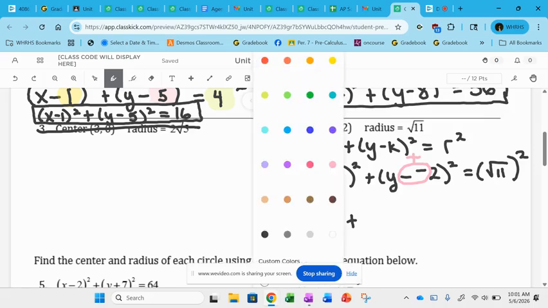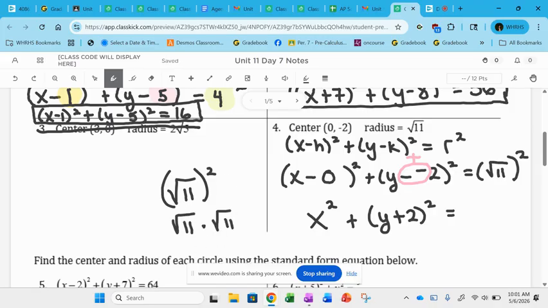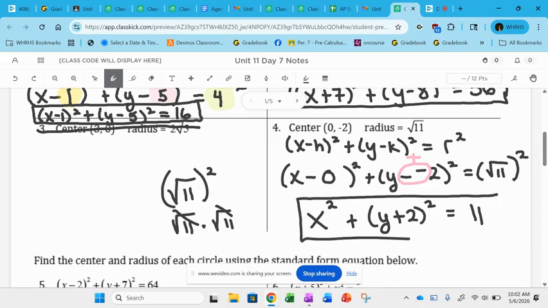So we're going to have y plus 2 quantity squared. And now the last thing you need to remember, when I square a square root, this is root 11 squared. This is the square root of 11 times the square root of 11. Who remembers what happens when you multiply a radical times itself? Excellent. The radicals cancel and it just turns into the whole number. So this ends up being positive whole number 11.